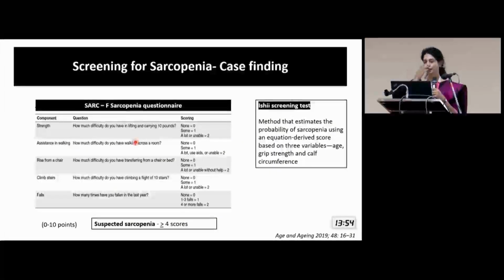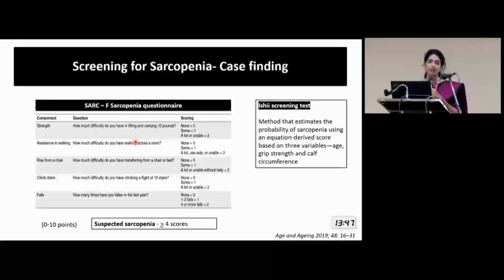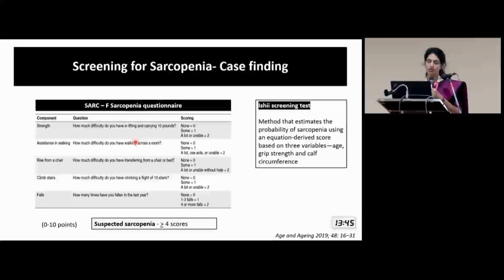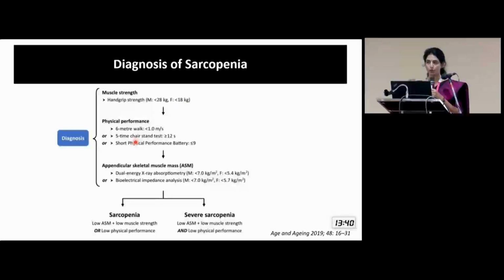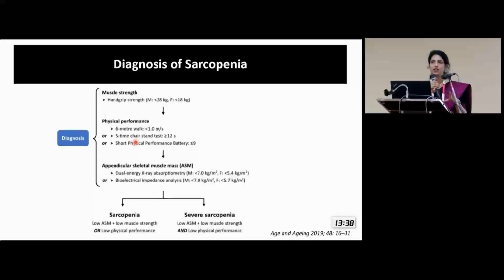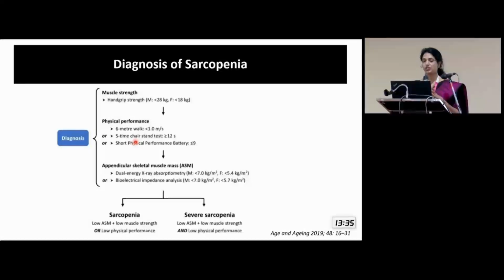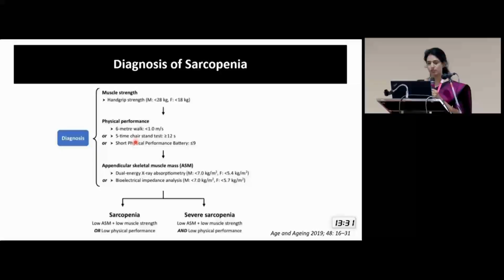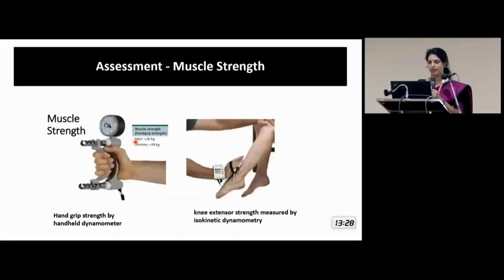Now, I'm not going into the details of this questionnaire. It's a simple questionnaire that looks at different parameters like strength, assistance in walking, rising from a chair, climbing stairs, and falls. You have Likert scales, which help us identify patients who are at risk of sarcopenia, and it is a simple tool which can be used in the OPD. Once you have screened, the first test you do is muscle strength. Those who have low muscle strength and low muscle mass are diagnosed with sarcopenia, and severity is further assessed by muscle performance. Muscle strength assessment is very easy to do. All you need is a handheld dynamometer.